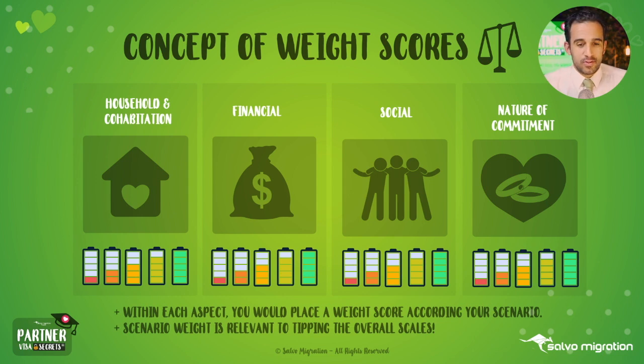The concept of weight scores, okay? Within each aspect, you would place a weight score according to your scenario. So each aspect, the 4 aspects, we would place a weight score on your scenario. We're going to talk about the scenarios in a second. Scenario weight is relevant to tipping the scales overall. So what do I mean by this?